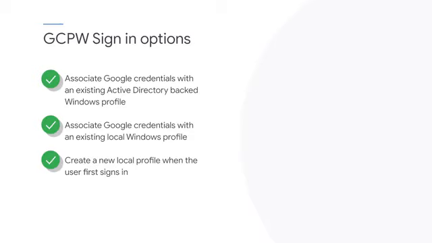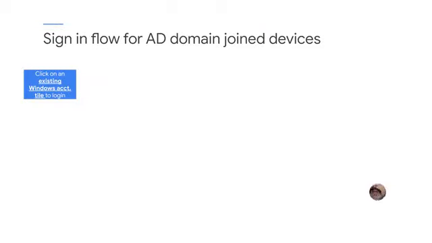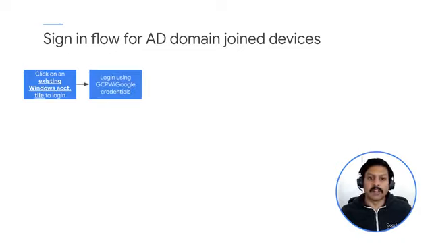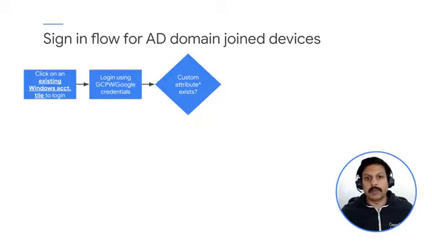Now, let's zoom into the sign-in flow when you want to associate a user's Google credentials with an existing AD-backed Windows profile. Once GCPW has been installed on the user's device, the user can sign in by clicking on the user account tile in the login screen as they normally do. The user is then prompted to enter their Google credentials. Once the user is logged in, GCPW attempts to look up their Active Directory account username.